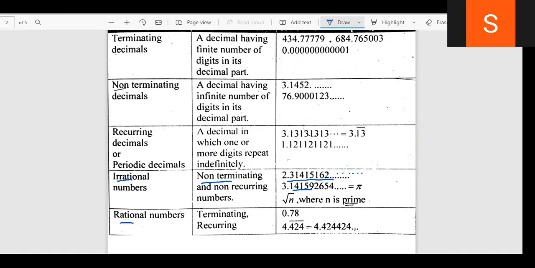Like in the recurring one, if I talk about this, it is again non-terminating, it is not stopping. We have 1 3 1 3 1 3 1 3 and so on, but still the numbers are the same, so we can write it this way. So in irrational numbers we have non-terminating and non-recurring decimals. Are you clear with this?